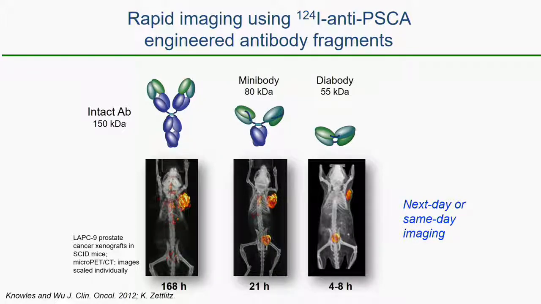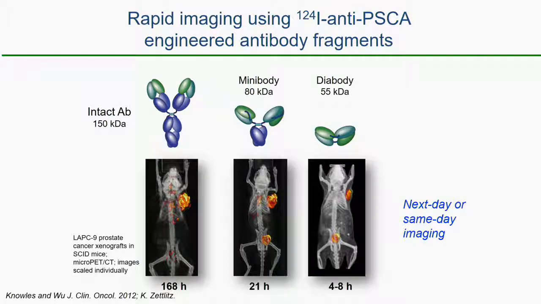And so this is a cognate set of parental antibody, minibody fragment, and diabody fragment shown here. All have been labeled with iodine-124 and imaged in mice with subcutaneous tumors that overexpress PSCA. And you can see in all three cases very similar high contrast images of those subcutaneous xenografts, very low blood pool and other activity. But importantly, we had to wait a week using the intact antibody to get that quality of image, whereas with these fragments, either next day or same day imaging becomes possible.